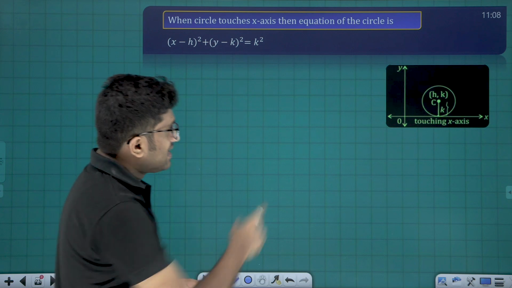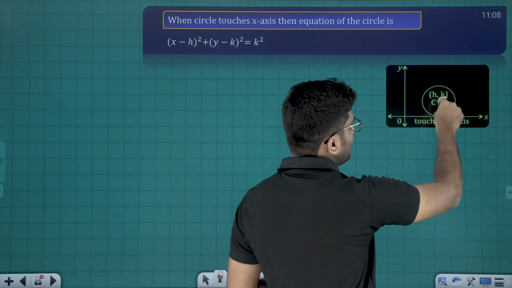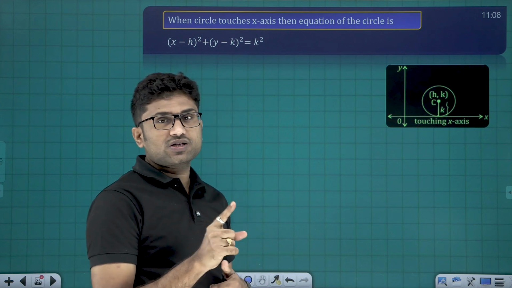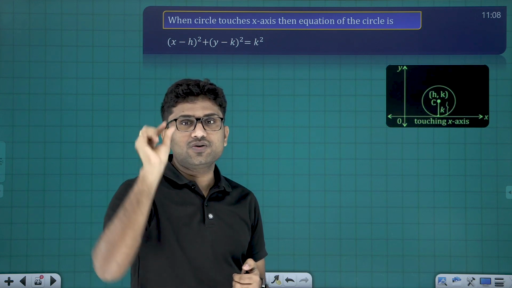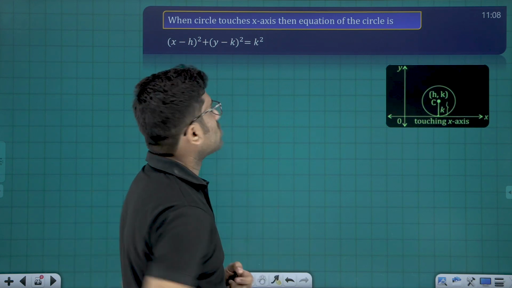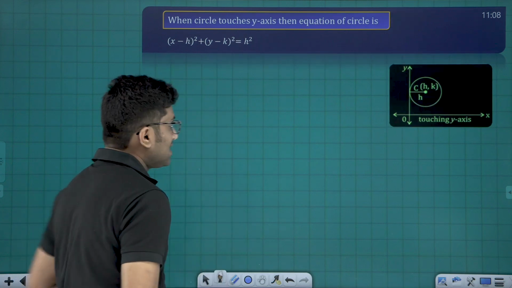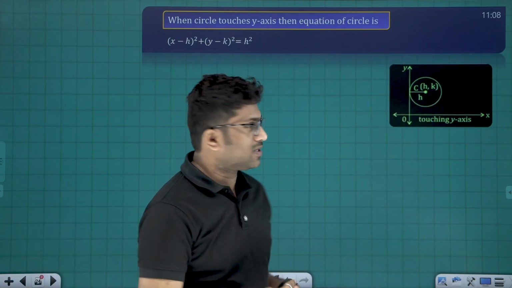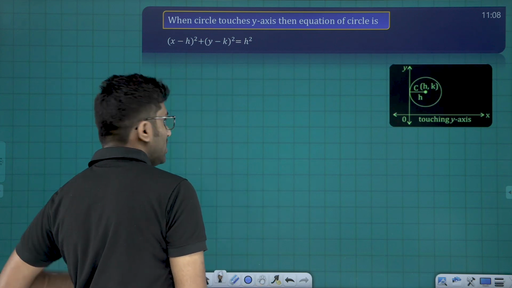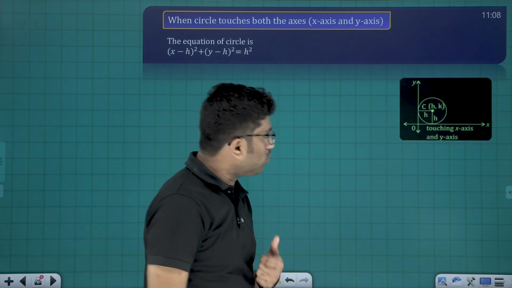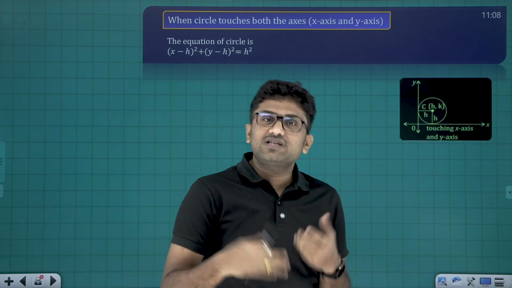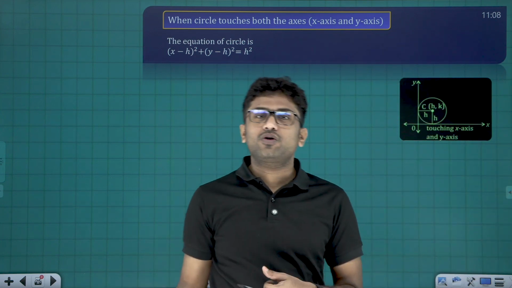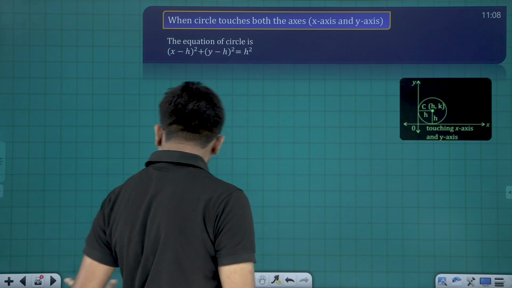When the circle touches the x-axis, see friends, the k itself will be the radius. So (x minus h) whole square plus (y minus k) whole square is equal to r square, r is k, so equal to k square. Now if the circle touches the y-axis, h will be the radius. So (x minus h) whole square plus (y minus k) whole square is equal to h square. If the circle touches both x-axis and y-axis, h is equal to k. So (x minus h) whole square plus (y minus h) whole square is equal to h square.